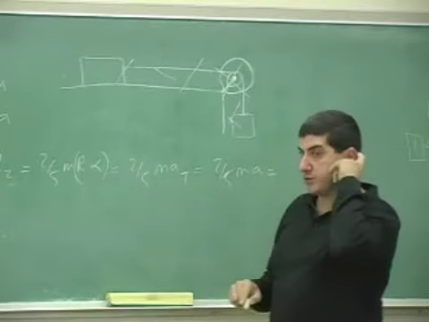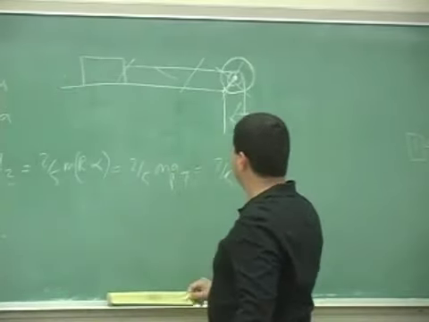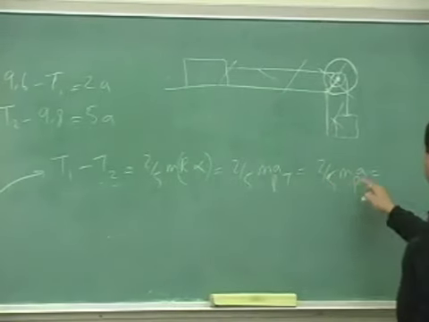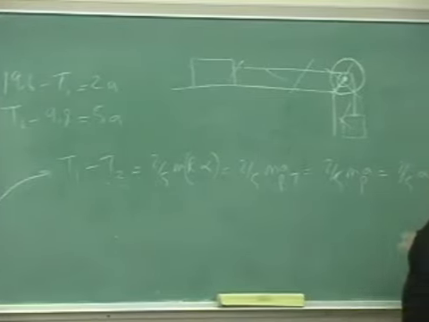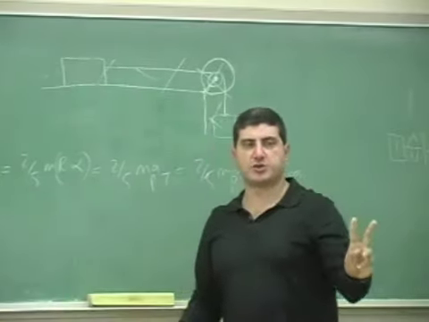Put the mass of the pulley, right? This is the mass of the pulley. So what was the mass of the pulley? 1 kilogram. So now we're left with 2/5 A. So here is what we're left with now. We have 3 equations and 3 unknowns.